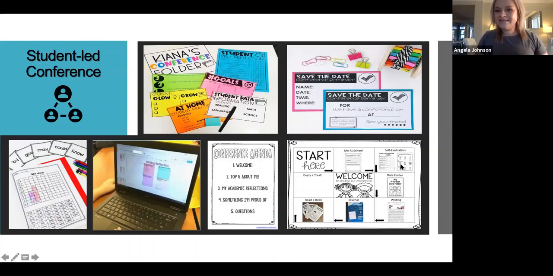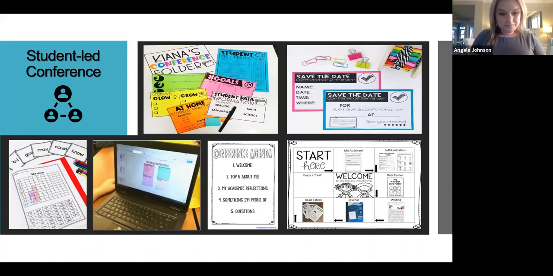There's the save the date conference reminder. At the top of your screen, you can see the dividers for your portfolio. You see a cover, the student self-reflection sheet, the goals for math, reading, and others, and then other information and data that you can have. On the top right, you see the save the date conference reminder sheet, and a couple of different ones, so you can send several times.